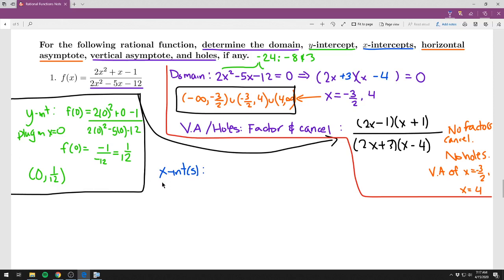But what do we do when we do figure out an intercept? We plug in 0 for the opposite thing. All right, we plug in 0 for y or f of x. This is one where you definitely want to use the factored version. So we got 0 equals, the factored version over here is what I'm going to use. 2x minus 1 times x plus 1 over 2x plus 3 times x minus 4.